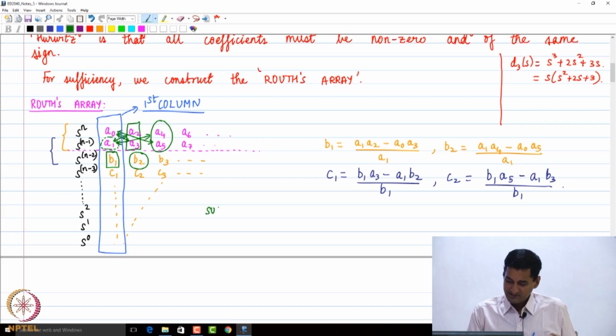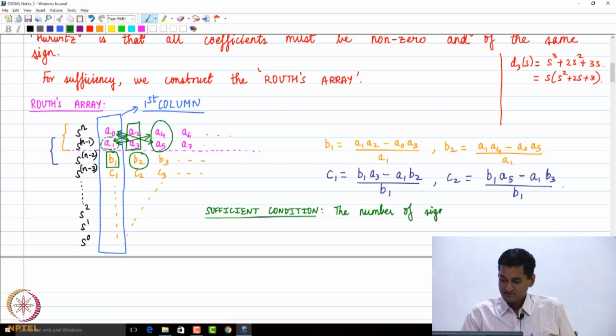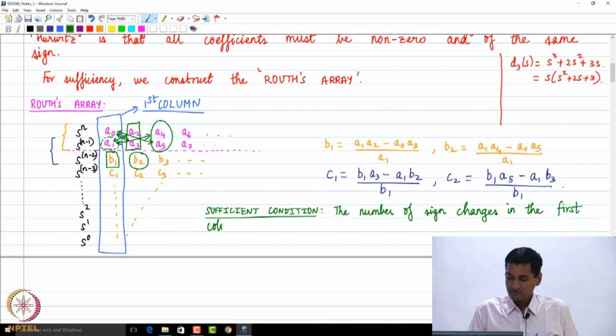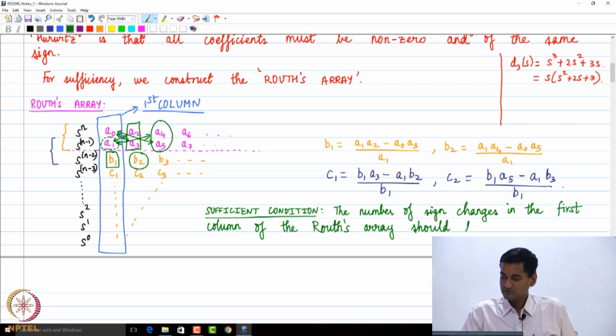So the sufficient condition is that the number of sign changes in the first column of the Routh array should be 0. Okay, that is the sufficiency condition.